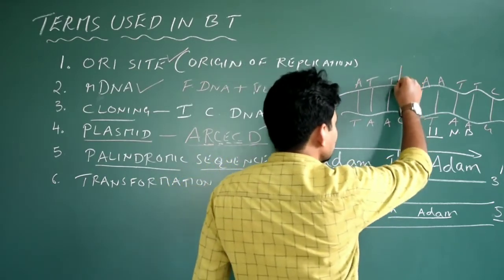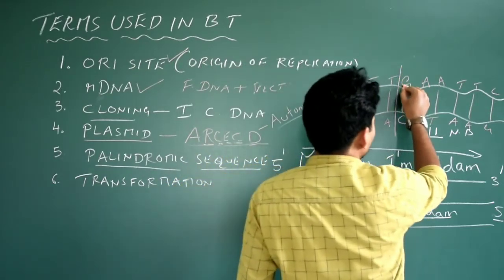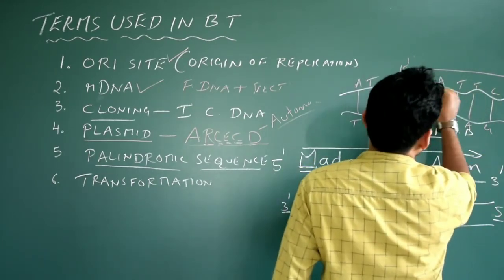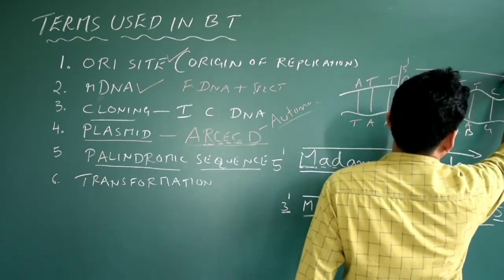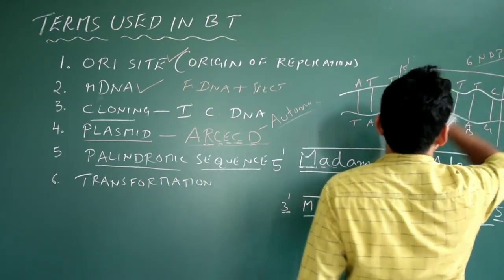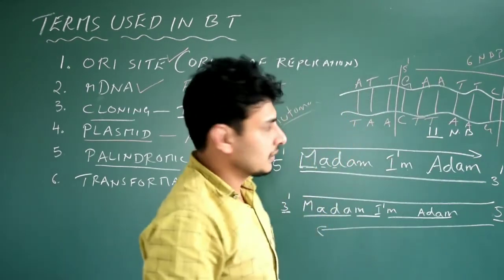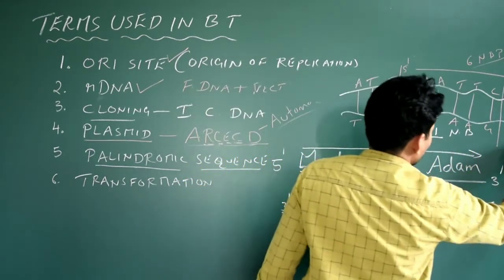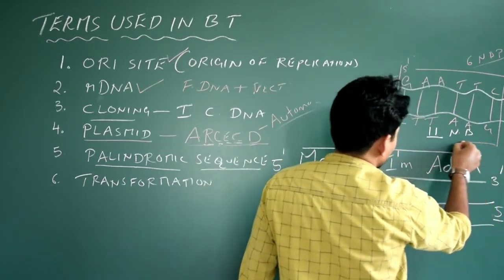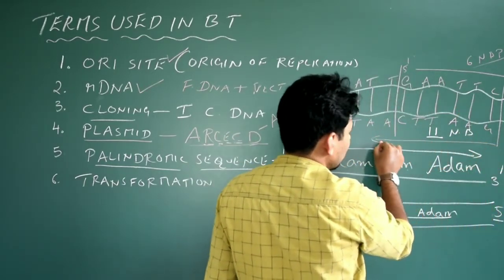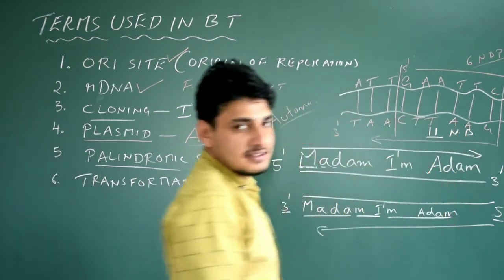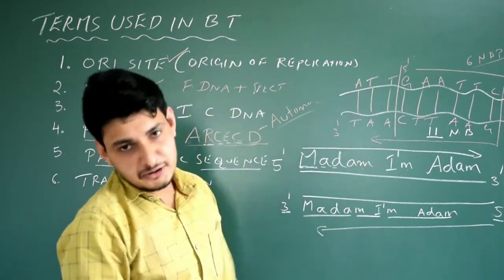We start from this particular sequence. Read from 5 prime to 3 prime: G, double A, double T, C. How many are there in total? 6 nitrogenous base pairs are there on one single strand of DNA. Again, this is 5 prime, and this is 3 prime for the other strand, the opposite, anti-parallel strand. So reading should be like this, keeping the orientation the same. Read G, double A, double T, C. Same, right? So this is a palindrome.